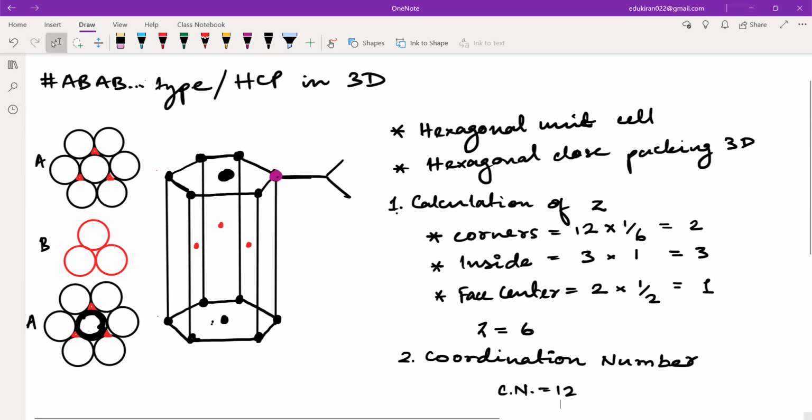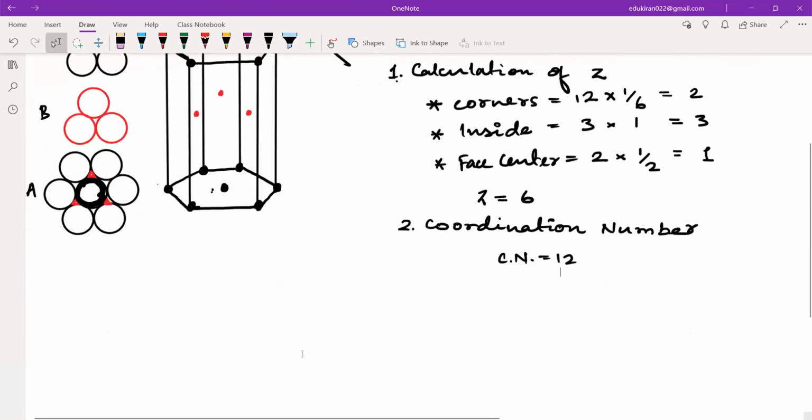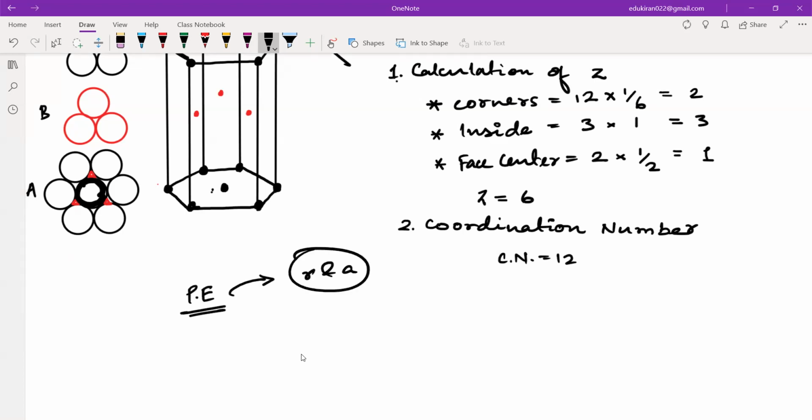Now, next thing that we always learn is the relationship between A and R. And if you remember, the cause of learning the relationship between A and R is the packing efficiency. In packing efficiency, we have to eliminate this R and A, and that is why we study the relationship. But right now, as you can see, we don't have a cubic structure.